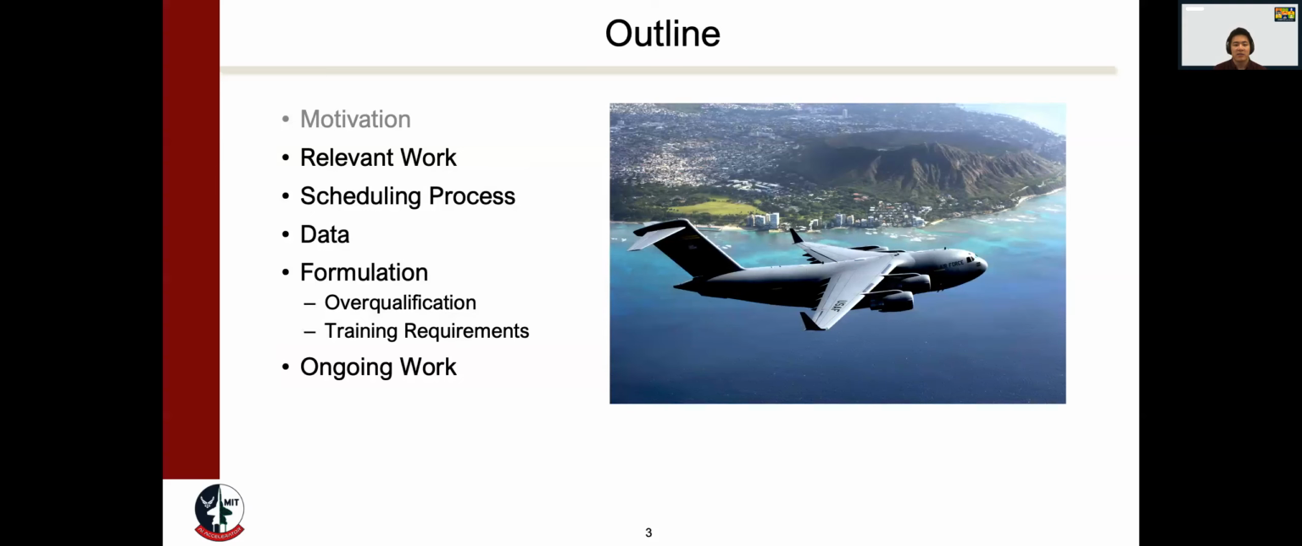Here's a rough outline of my talk today. I'll note some relevant work, then review the flow of the current scheduling process. After talking about the data available, I'll discuss our formulation and how we incorporate 2 key factors: overqualification and training requirements. I'll conclude with some interesting ongoing and future work.